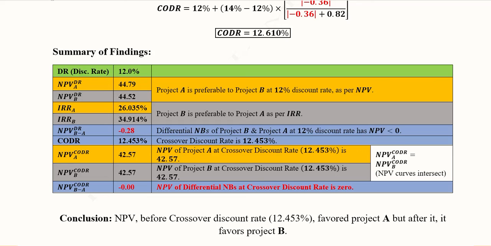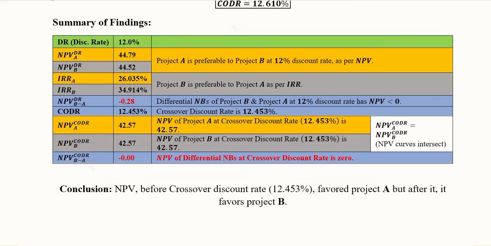And then we can calculate the NPV for project A and for project B by using the crossover discount rate. And they should be equal because that is actually the crossover of the two NPV curves. So it is the same. So the NPV is the same at crossover discount rate for both project A and B. The intersection of the two curves is happening. Finally, the NPV of the differential stream at crossover discount rate should be equal to 0. So it is approximately equal to 0. And this verifies that our crossover discount rate is actually a correct value that we have calculated.